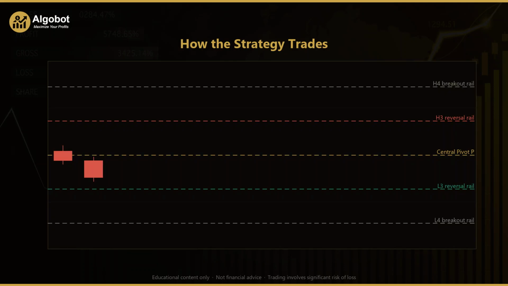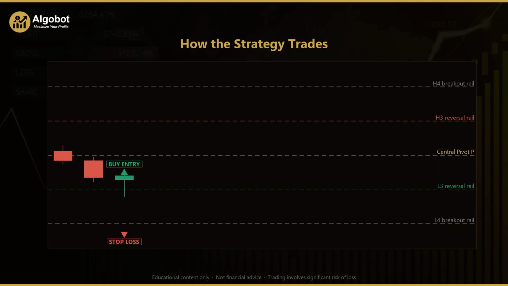Now let's bring it all together on the chart. Across the screen, you can see the Camarilla ladder drawn as 5 horizontal lines. In the middle is the central pivot P, our magnet. Just above and below it are the inner reversal rails, H3 and L3. Further out are the outer breakout rails, H4 and L4. Watch how the candles interact with these fixed lines as the session unfolds.